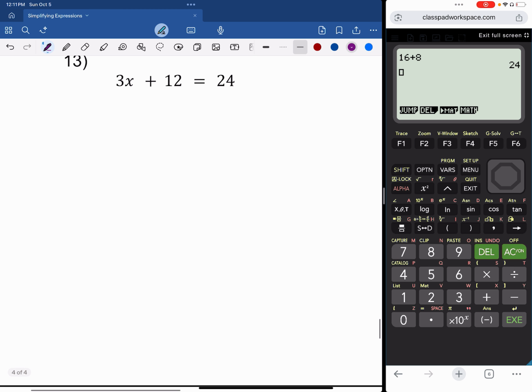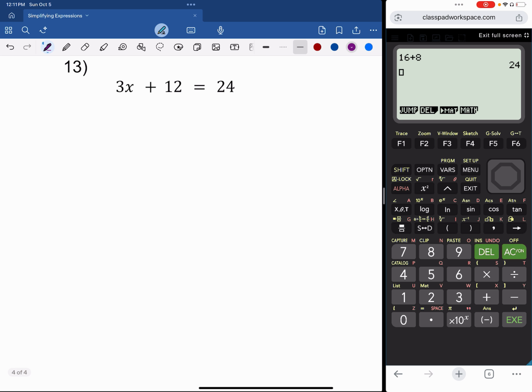All right. Next, we have 3x plus 12 is equal to 24. So the steps are the same here. I want to get this 3x by itself. The only thing different here is now we have a coefficient in front of x. We have 3x, so there's going to be one extra step here. My goal is still the same. I still need to isolate the x term, or the term that has the variable x. I need to get this 3x by itself.